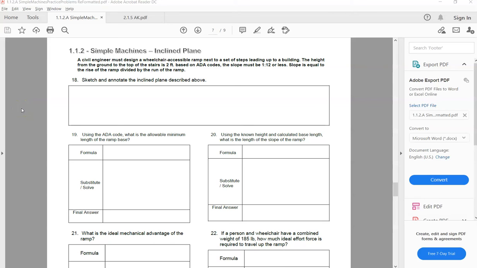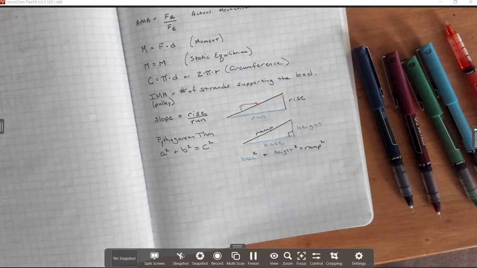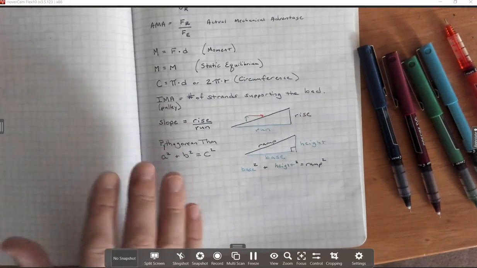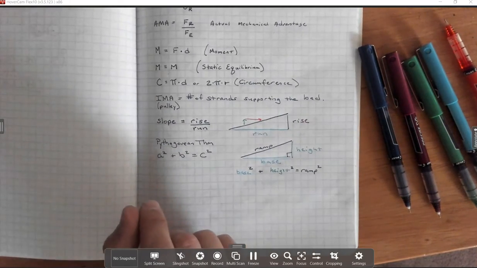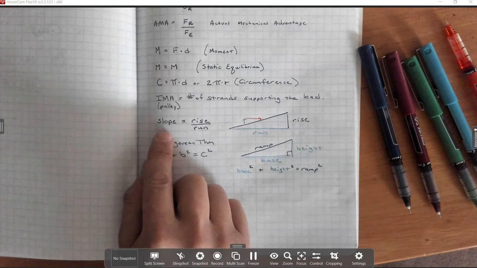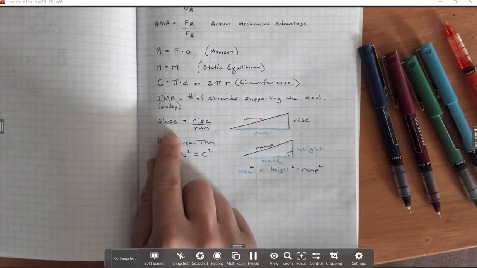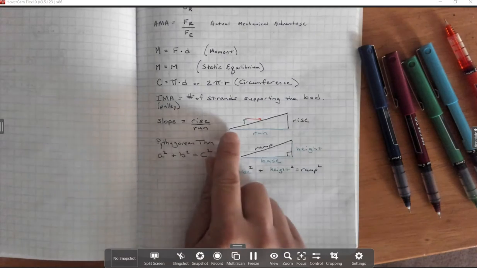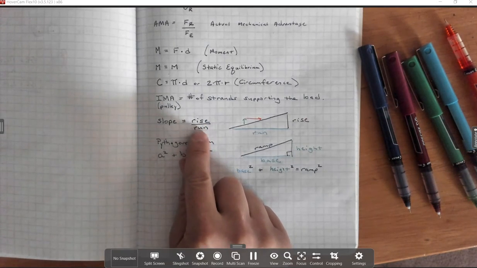Welcome back for the next set of problems where we're going to be looking at incline planes. Okay, so I'm adding to my formula sheet page, and two formulas that I want to point out come from math class. Slope is the ratio of rise to run.